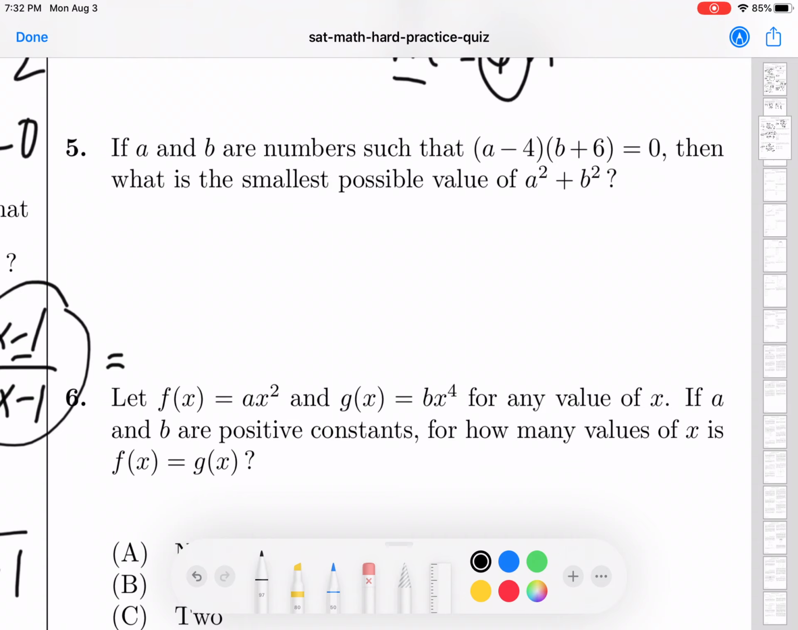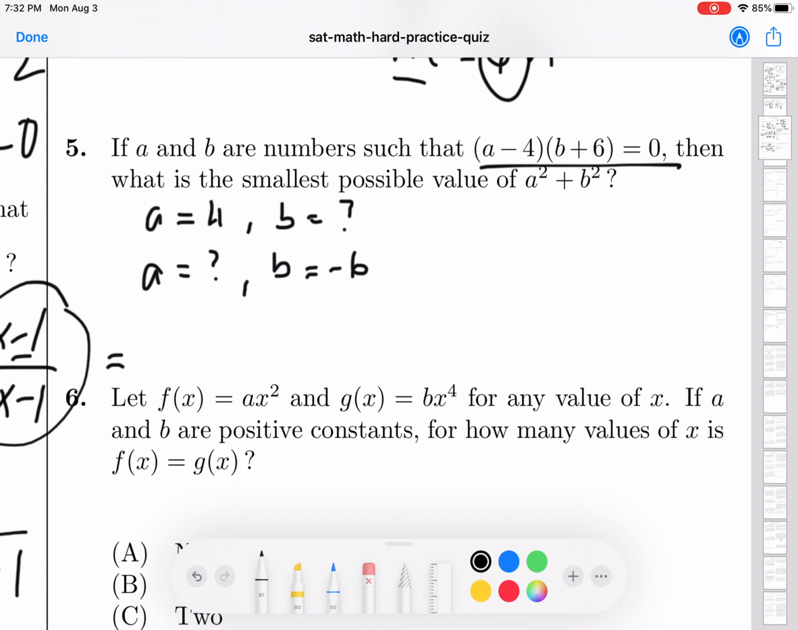If a and b are numbers such that a minus 4 times b plus 6 is 0, then what is the smallest possible value of a squared plus b squared? So for the solutions to this, a can be 4, b can be anything, or a can be anything, and b can be negative 6. Because in either case, one of these terms is going to equal 0, and the equation is going to equal 0.